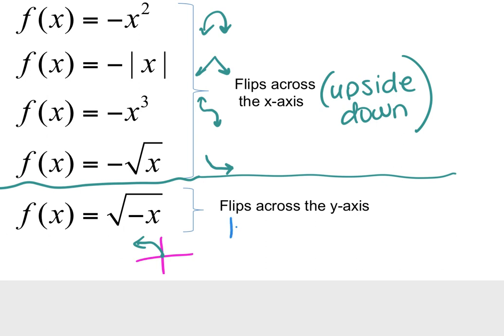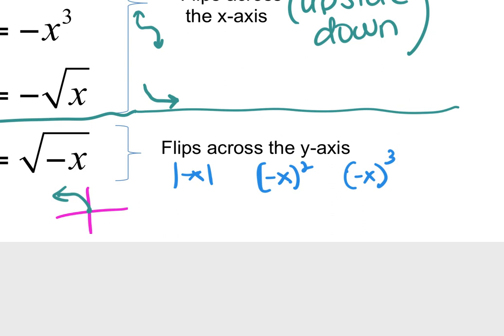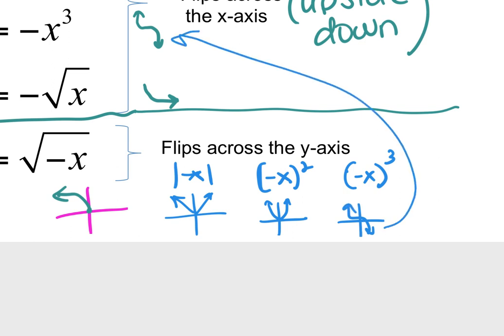All right, so think about what happens if there's a negative inside absolute value, or inside your square function, or inside your cubic function, okay? If I took my absolute value, which looks like this, and I flip it over the y-axis, what happens? Stays the same, okay? How about my parabola? Stays the same. How about my cubic function? It flips, but it looks just like if the negative was on the outside. Those do the same thing, okay?